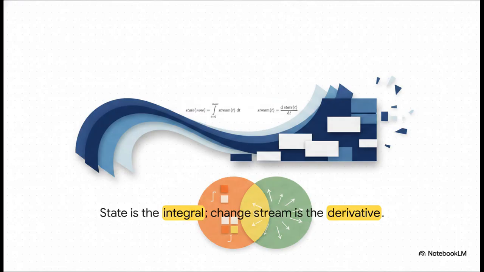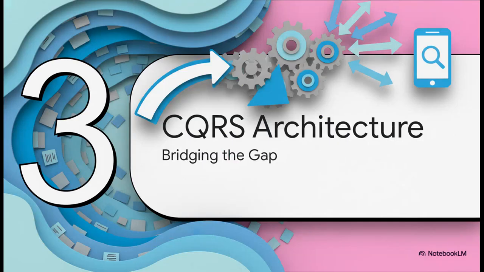This actually brings us to a brilliantly elegant mathematical metaphor behind data. For those of you who are mathematically inclined, you can think of the current application state as the integral of an event stream over time. And conversely, the stream of changes, that's the derivative of the state. Mutable state and an append-only log of immutable events aren't actually at odds, they're literally just two sides of the exact same coin.